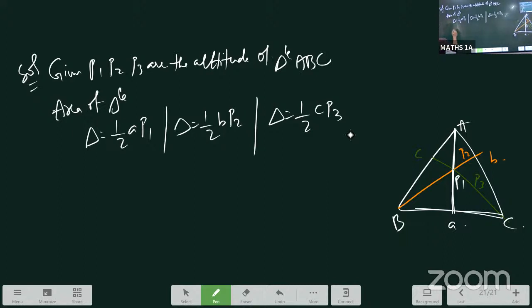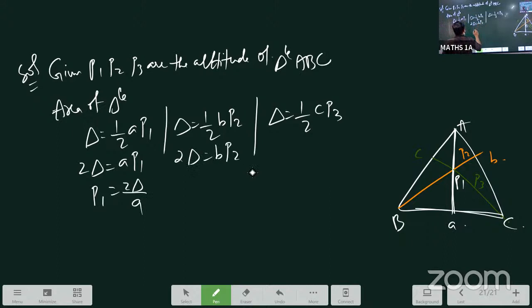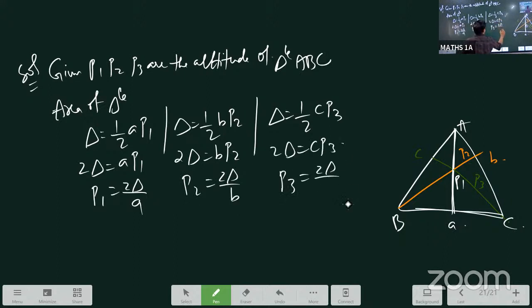Now, 2 delta is equal to AP1, then P1 is equal to 2 delta by A. 2 delta is equal to BP2, then P2 is equal to 2 delta by B. 2 delta is equal to CP3, P3 is equal to 2 delta by C. These are your P1, P2, P3.